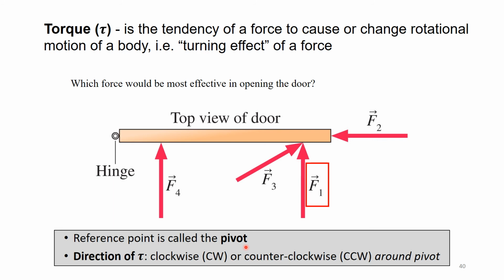So pivot is just a reference point. You can choose it anywhere. And later on, we'll see that there are clever ways of choosing the pivot, but technically you can choose the pivot anywhere, and you have to calculate the torques around the pivot that you choose. So whenever you mention torque, you have to mention the reference point, the pivot, because without the pivot, the torque doesn't make sense. It's incomplete.